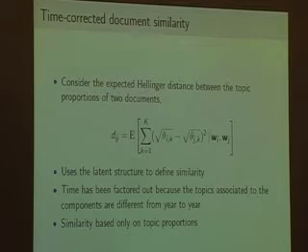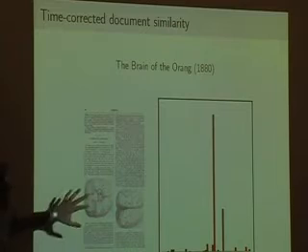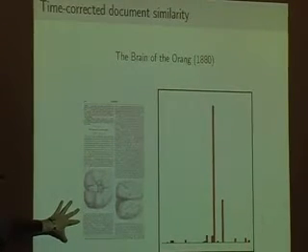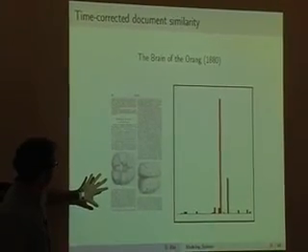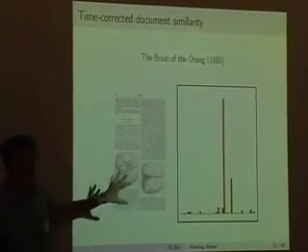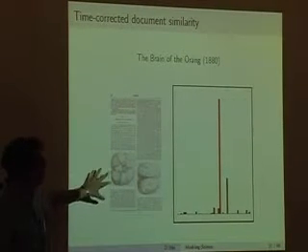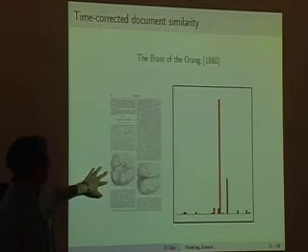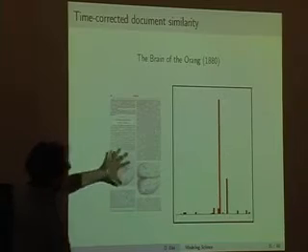So here's an example. This is an article called The Brain of the Orang. It's from 1880. Basically, this article is about the scientist who found an orangutan, bopped him on the head, cut him open, drew what he saw, sent it to Thomas Edison, who was the founder of science, and got it published. Now we take this article and look at the posterior probability proportions.